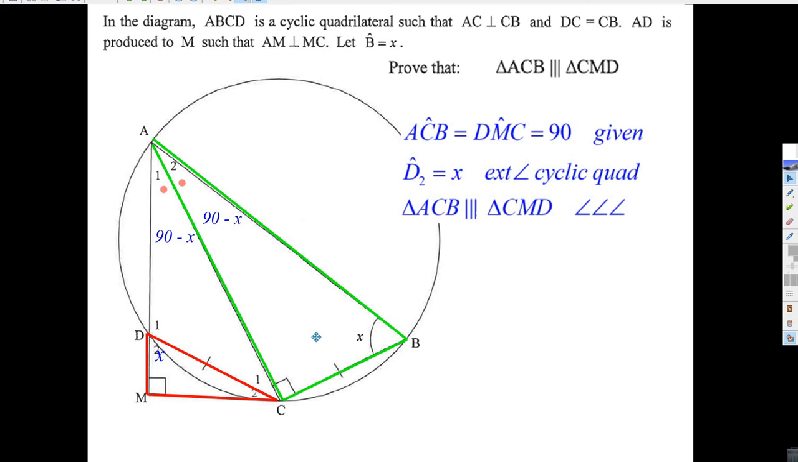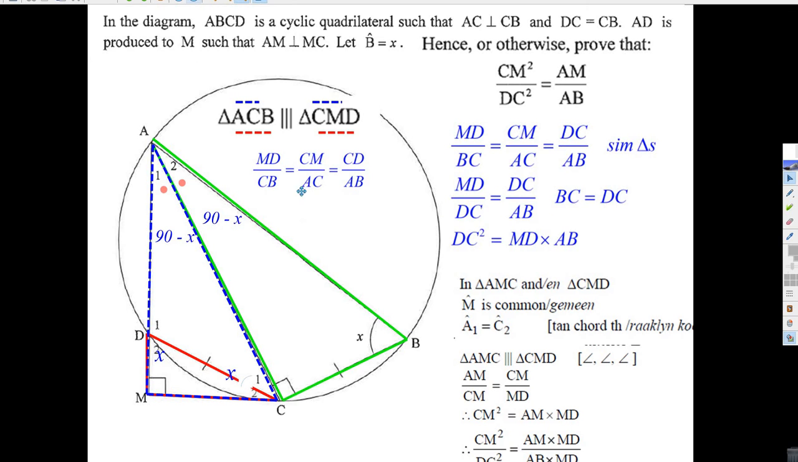Well, there's a mark. Now, I see that D2 must be equal to x. You see that angle x up there? There's a cyclic quad, ABCD, and that's the exterior angle of the cyclic quad. So D2 must be x, and angle B must be x. Okay, so therefore, they must be similar triangles because we've matched up their 3 angles. If the angles are the same, then they're called similar triangles.